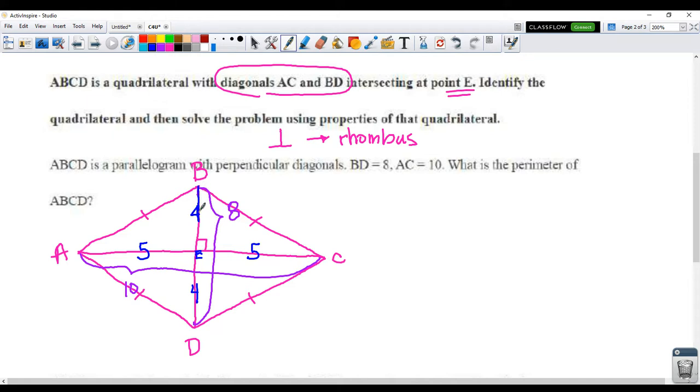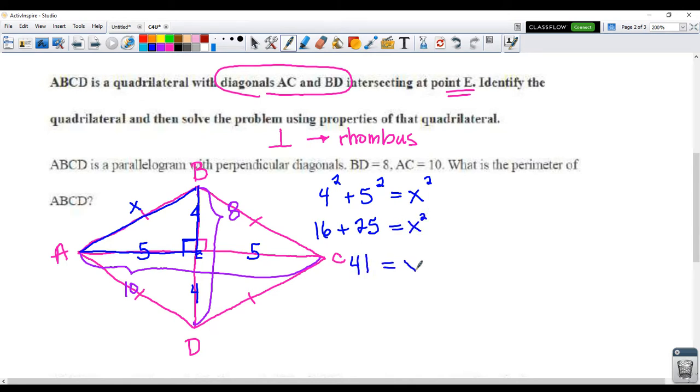So now I have myself a right triangle because the diagonals of a rhombus are perpendicular, like it says. So I'm going to figure out what the hypotenuse of this right triangle is. Once again, I'm going to employ my Pythagorean theorem and say 4 squared plus 5 squared equals x squared, where x is the hypotenuse of this right triangle. So 16 plus 25 equals x squared. 41 equals x squared. So one of these lengths of my rhombus is the square root of 41.